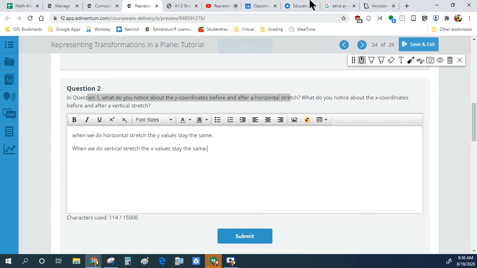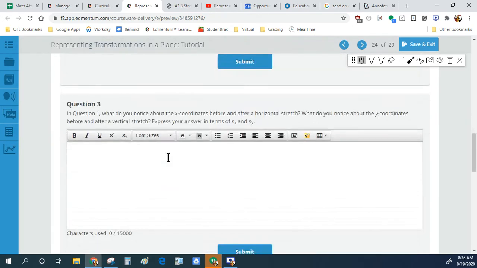So it's basically the opposite. They're asking you about the opposite thing. They're asking about y values when we're doing a horizontal stretch. Well, nothing's going to happen. They're asking about x values when we're doing a vertical stretch. Again, nothing's going to happen.